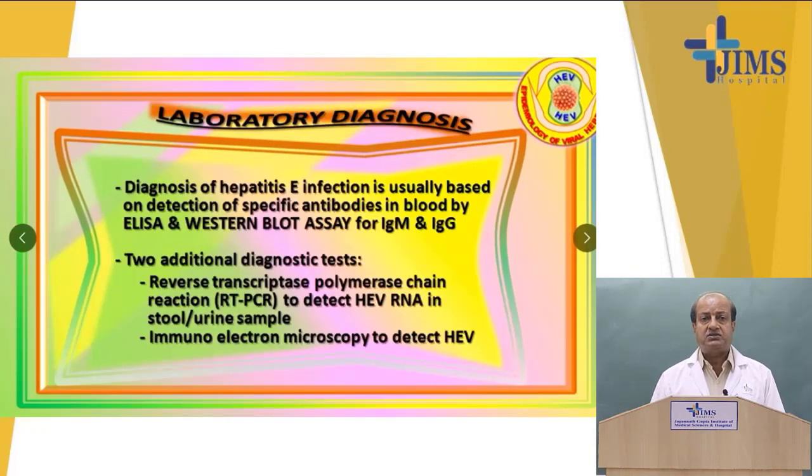The laboratory diagnosis includes two different types of tests. The first one is detection of IgG and IgM against the HEV by ELISA and Western blot assay. The second one involves reverse transcriptase polymerase chain reaction, or RT-PCR, to detect the HEV RNA in the stool or the urine sample, and immunoelectron microscopy to detect HEV in the patient's sample.